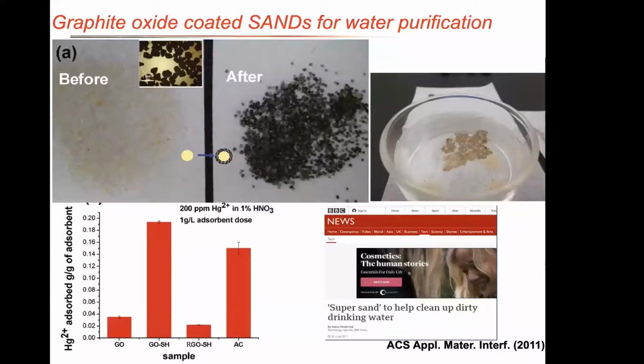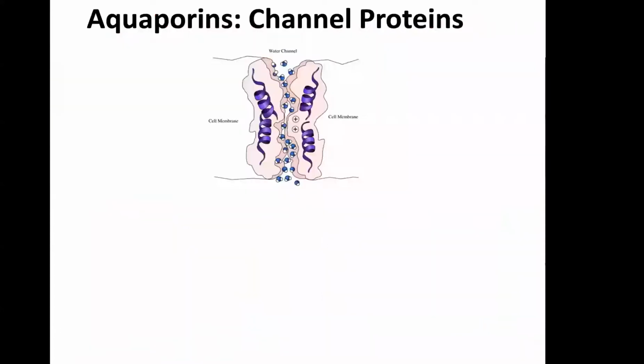So water is important. That's why the BBC caught onto this. Our article caught attention in BBC because water is important. Any ways to purify water? One of the ways to become a millionaire, I would say, is to find a good, usable, affordable technology for water purification. Nature does it, only by flowing water through a system.